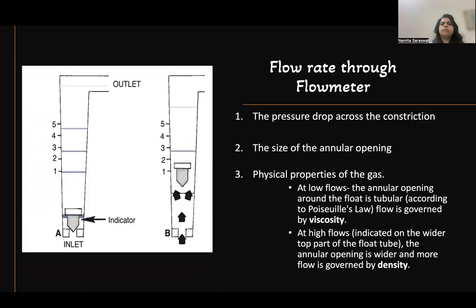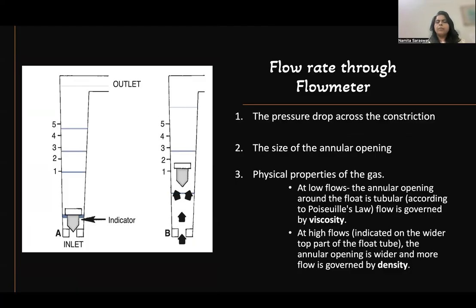Now moving on to the flow rate through the flow meter. The flow rate through the flow meter depends on three things. The pressure drop across the constriction, which is constant throughout the flow tubes. The size of the annular opening, which varies. And the physical properties of the gas. At low flows, like you can see here, when the gas passes around the float, it will pass in a laminar flow.